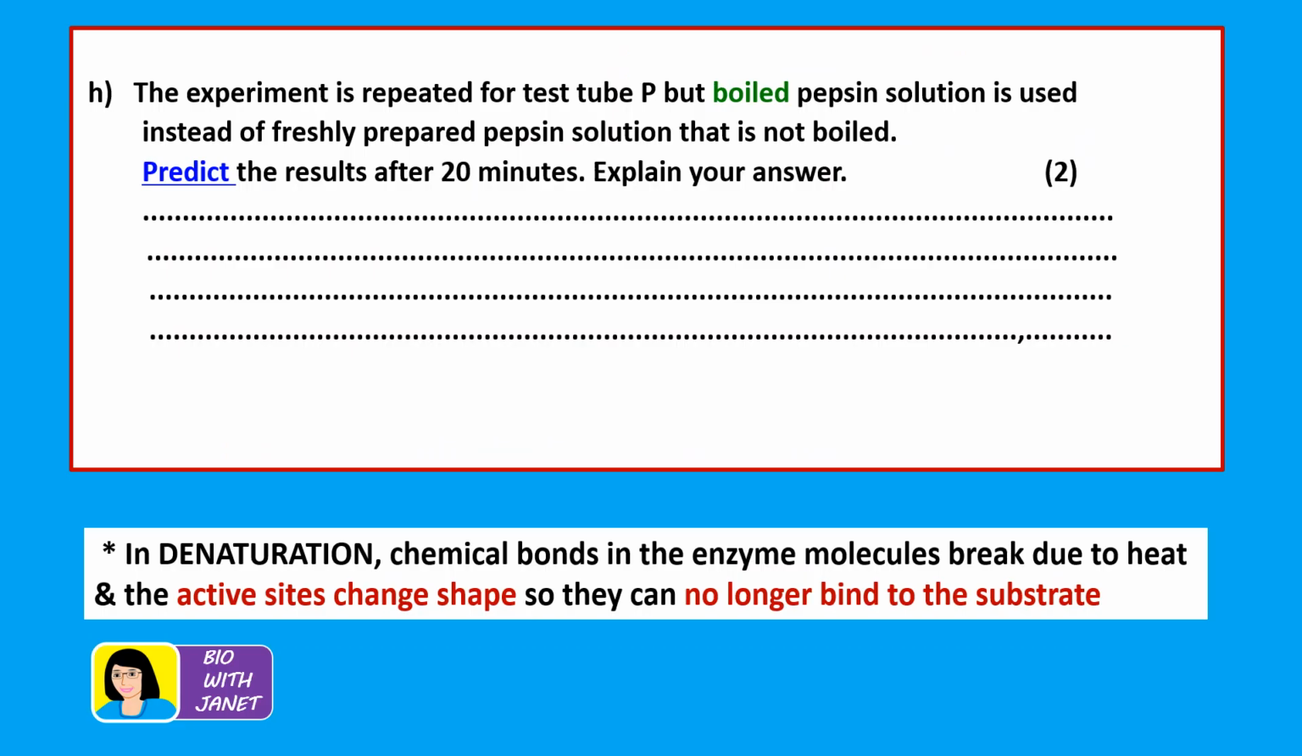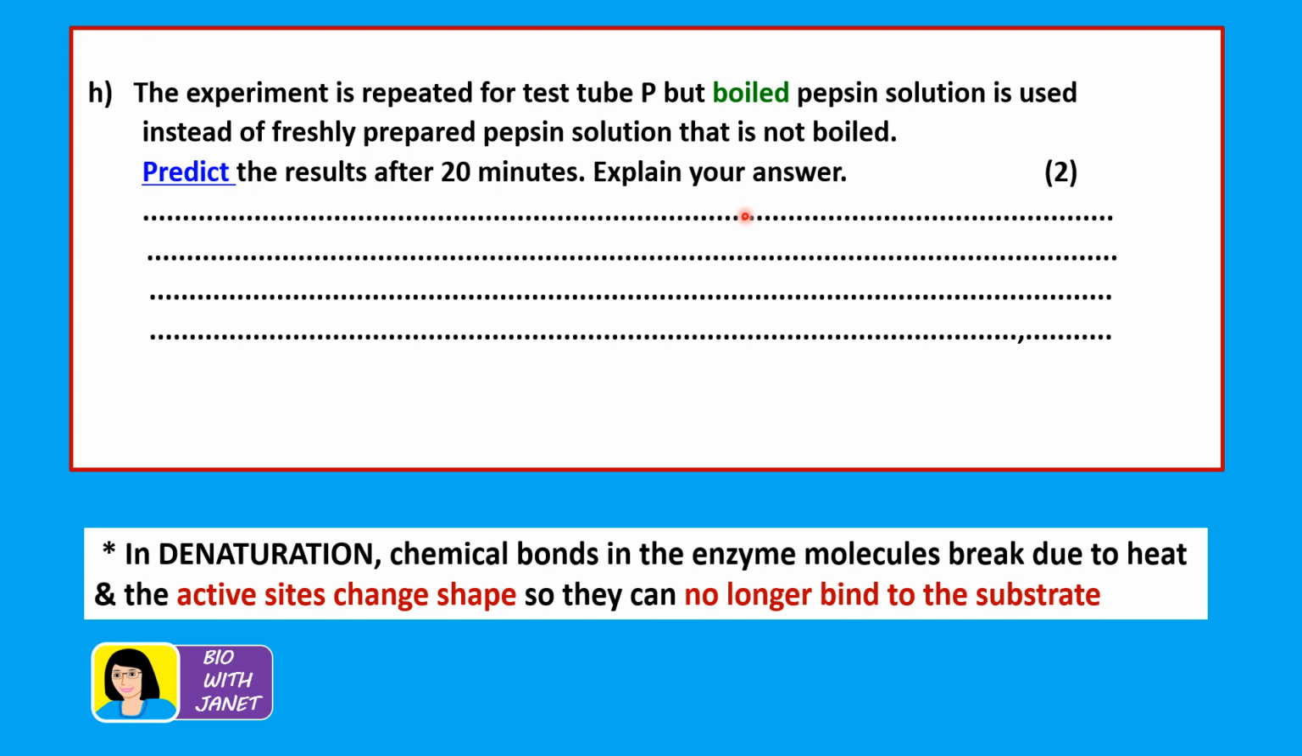Now next one. The experiment is repeated for the test tube P, but boiled pepsin solution is used instead of freshly prepared pepsin solution. That's not boiled. Okay? Predict the results after 20 minutes and explain your answer. Okay, so this is a question on prediction. So try to answer it yourself first. And we'll discuss the answer first. Right, let's look at the answer.